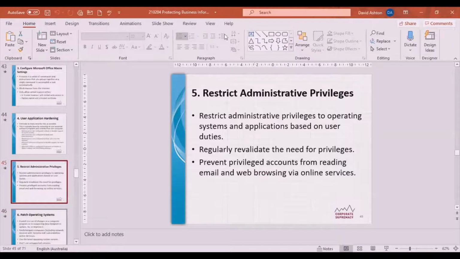And restrict administrative privileges. So this is about who in your organisation should have access to what. Not everyone needs to have access to everything. So when you're bringing on an employee, determine what information they need to have access to, what files they need to have access to, whether they be electronic or paper copies in a filing cabinet. So really get a good idea as to what is needed and who needs to have access to it.